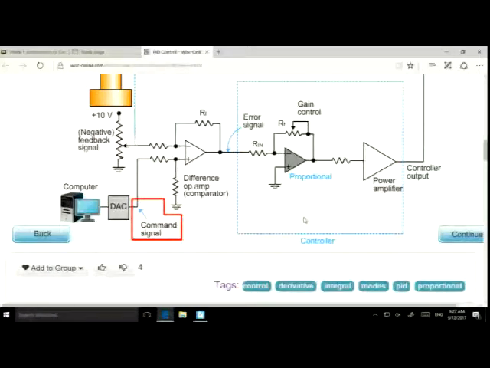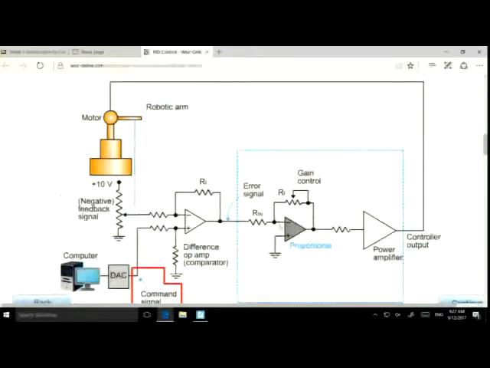Is that an open or closed loop system? Open? It's closed. It's definitely closed. It's got feedback, yeah? Here's the feedback. It even says negative feedback signal. That brings us to another point. Feedback always has to be negative.